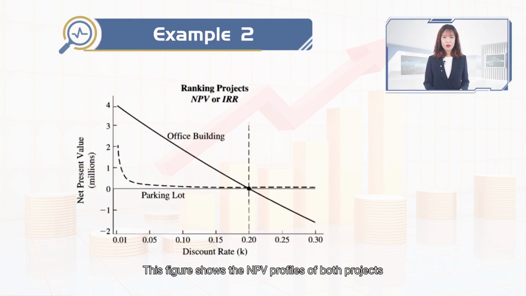This figure shows the NPV profiles of both projects, NPV plotted as a function of the cost of capital. The discount rate, which is the project's cost of capital, is measured along the horizontal axis, and the NPV is measured along the vertical axis.